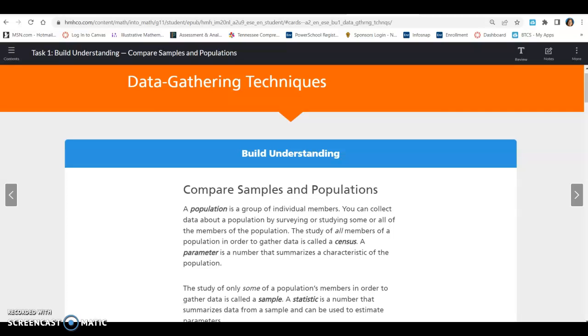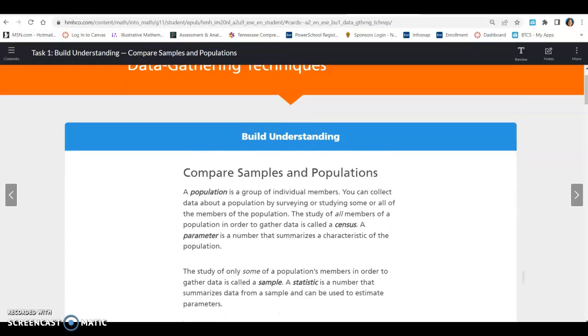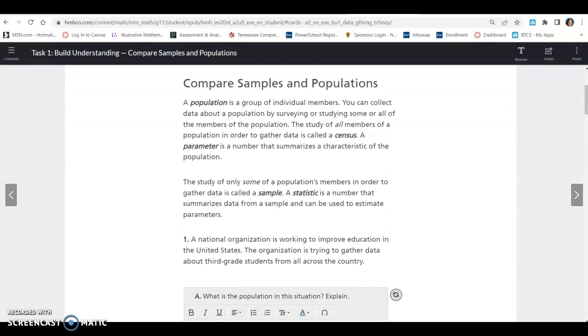19.3 Task 1 Data Gathering Techniques. Compare samples and populations. A population is a group of individual members. You can collect data about a population by surveying or studying some or all of the members of the population. The study of all members of a population in order to gather data is called a census.